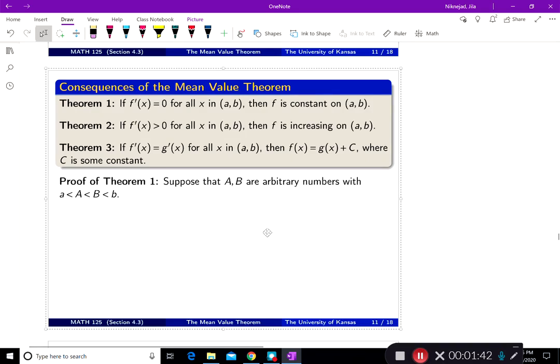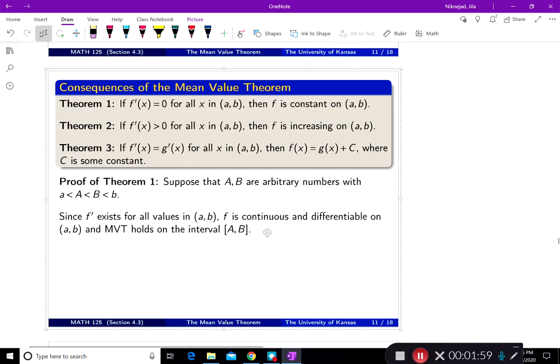So let's prove part 1. Suppose that a and b are arbitrary numbers between capital A and capital B, where b is bigger than a. Now, because all the conditions for the mean value theorem are true, let's write down the mean value theorem for a and b.